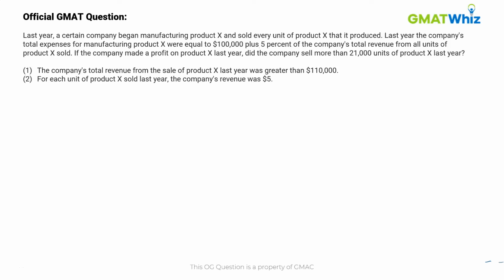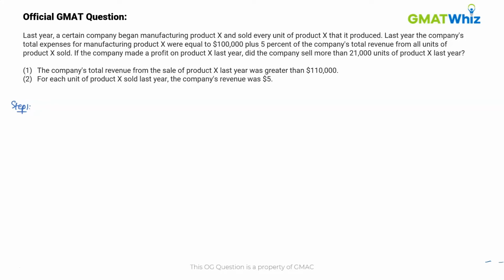In this question, we are given that last year, a certain company began manufacturing a product X and sold every unit of product that it produced. Also, the total expenses for manufacturing product X were equal to $100,000 plus 5% of the company's total revenue from all the units of the product sold. We have to find out if the number of units sold by the company last year was more than 21,000 units.